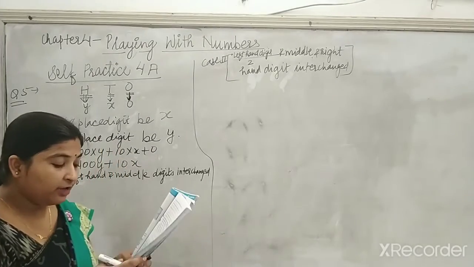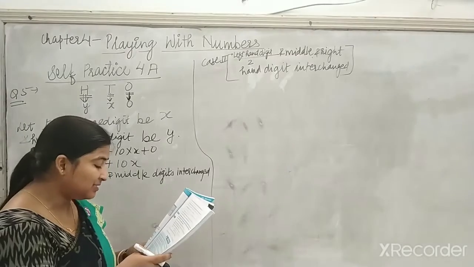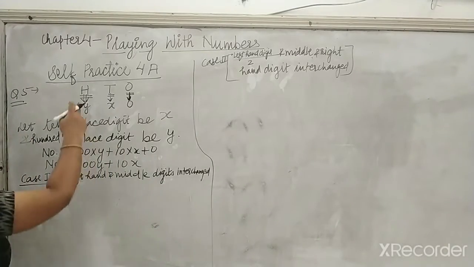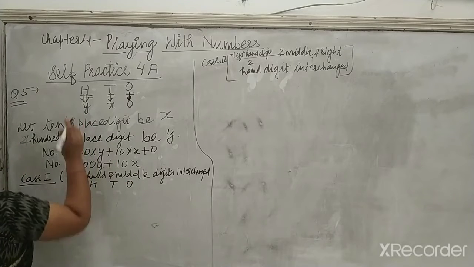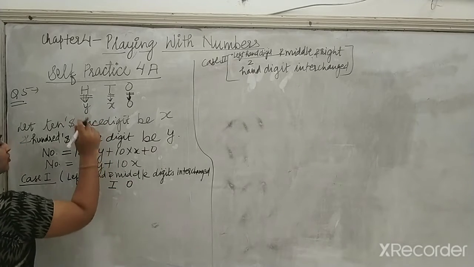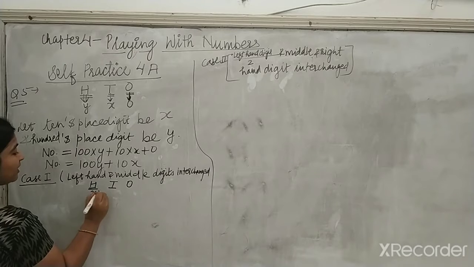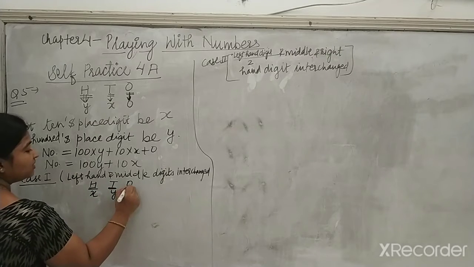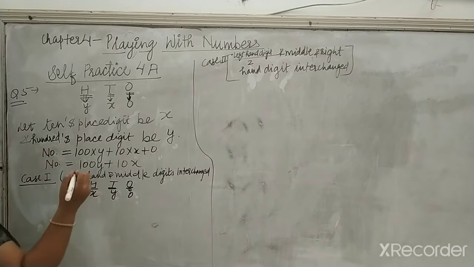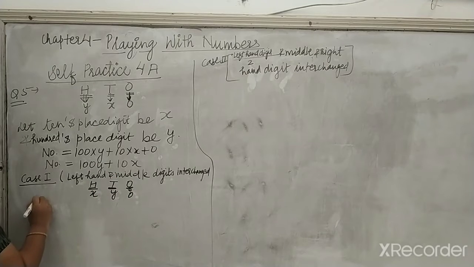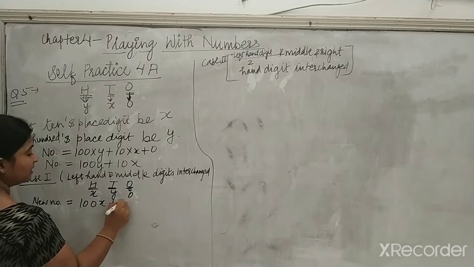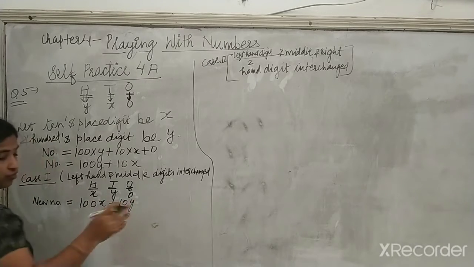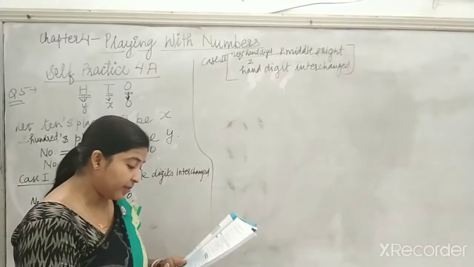What is that? If the left hand and the middle digits are interchanged. Okay, can you see that? What is the left hand? Your left hand is this. So left hand and middle term. So can I say it is saying that it will become x and this will become y and 0 will remain at the same place. Okay, so can I say for this the new number, when you will do this, what will be your new number? Your new number will be 100x plus 10y plus 0. So you don't have to write 0 because it will remain same.